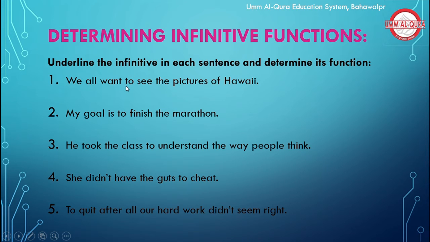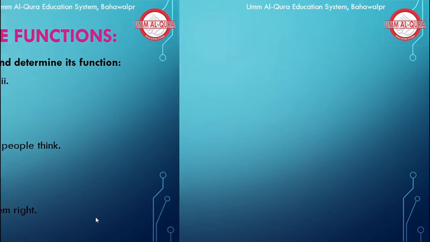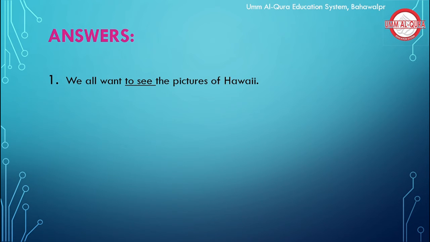Okay. Infinitives are very easy to locate: to see, to finish, to understand, to cheat, to quit. But what are their functions? Let's find out. We all want to see the pictures of Hawaii. Here it is the direct object. Why? If you notice, want here is the verb. It is coming directly after the verb and it answers the question what. What did we all want? The object. That's why it is functioning as a direct object.